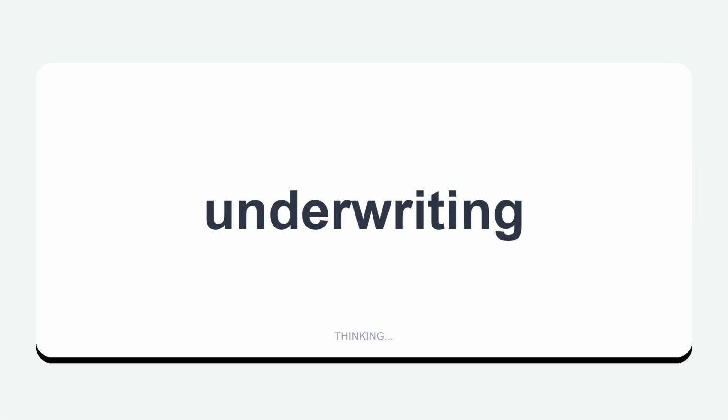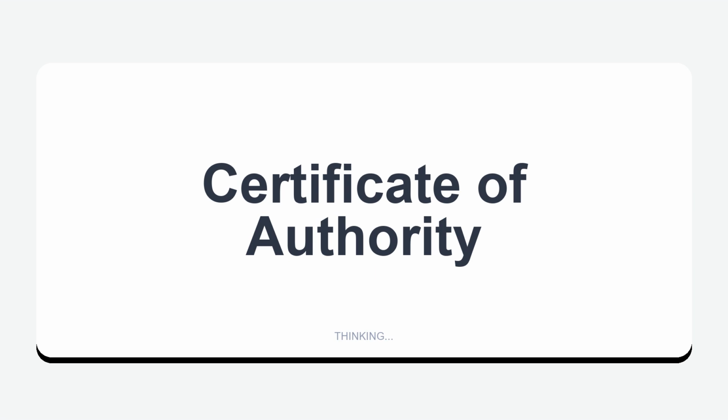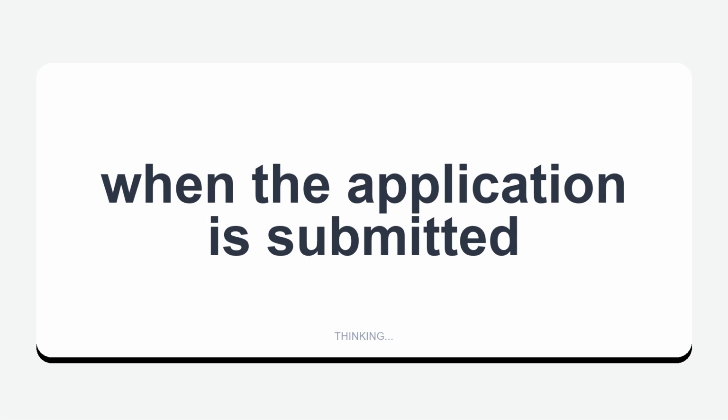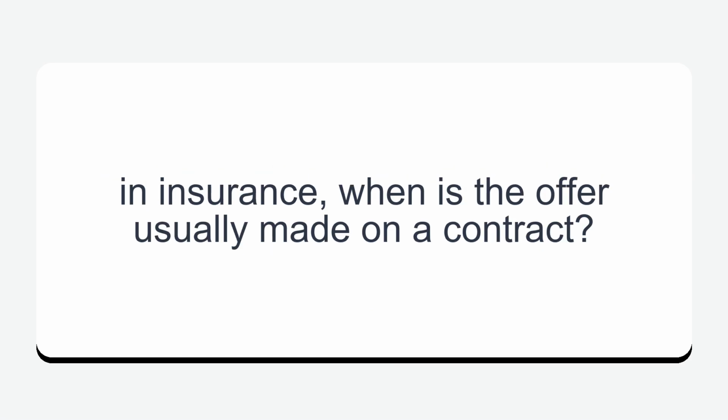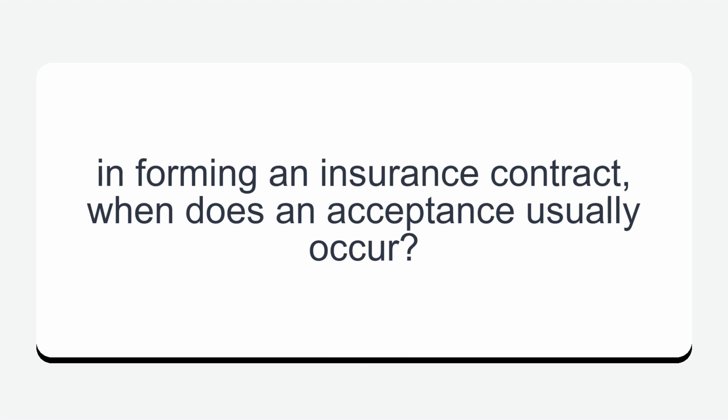Underwriting. What is the name of the process that insurance companies use to determine if an applicant is insurable? Certificate of authority. What document is required for an insurance company to transact insurance? When the application is submitted. In insurance, when is the offer usually made on a contract? When the insurer approves a prepaid application. In forming an insurance contract, when does an acceptance usually occur?